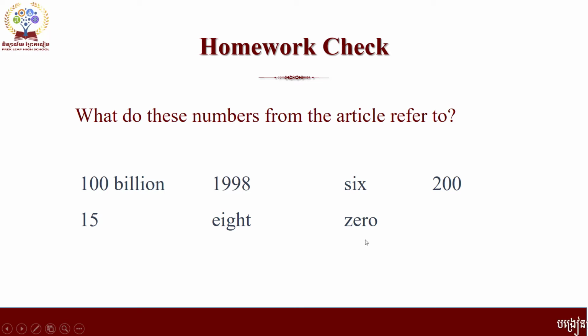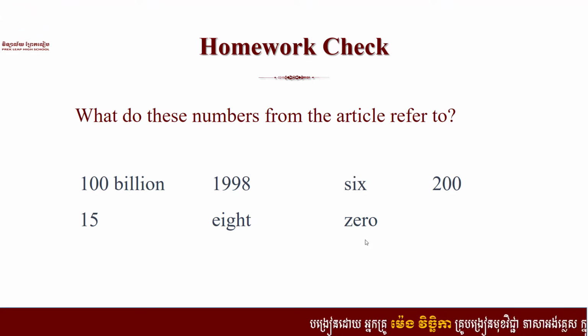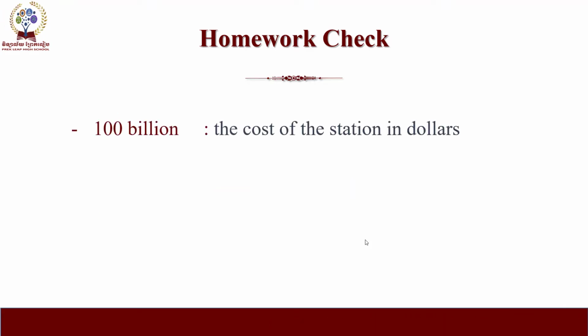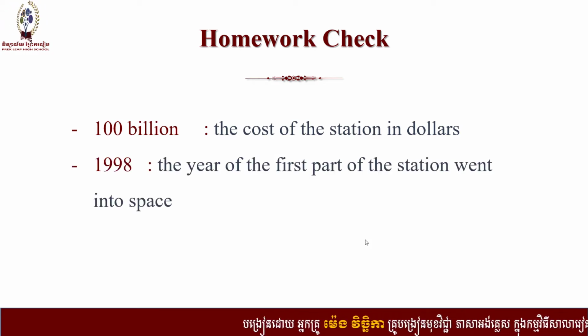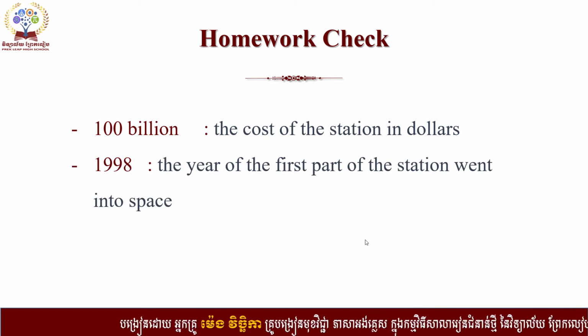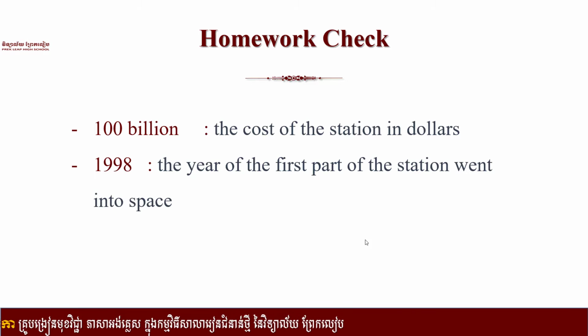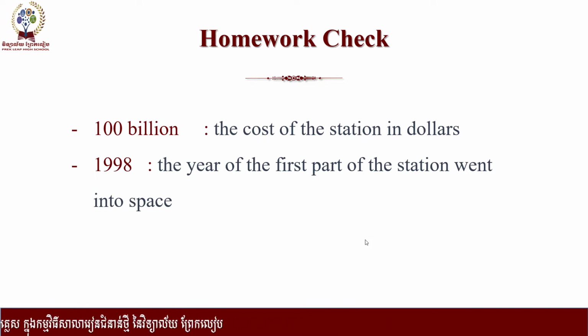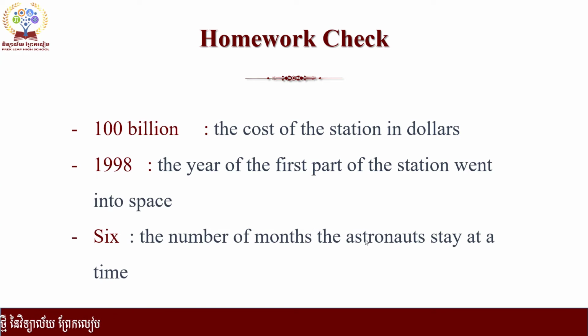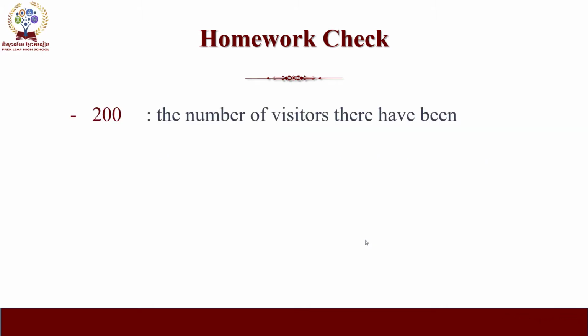Okay, so now let's look at each number. What does the number from the article refer to? Let's get started. The number 100 billion in the text refers to the cost of the station in dollars. Next, 1998 is the year the first part of the station went into space. Number 6 is the number of months that astronauts stay at a time. Let's move on to the others.